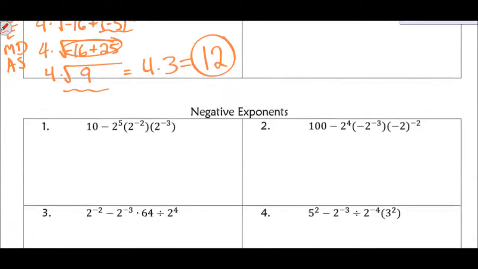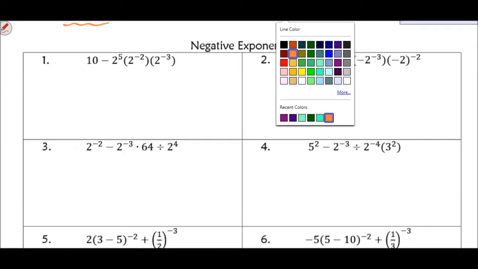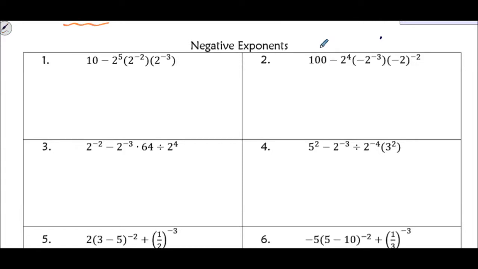So, actually, let's change from orange. Let's go with what haven't we used yet? Let's go with dark blue. Alright, so still have to follow GEMDAS. I have 10 minus 2 to the 5th. So I have an exponent there. I have multiplication, another exponent, multiplication, another exponent. I'm going to do inside the parentheses first here. I want to simplify all of that stuff first.